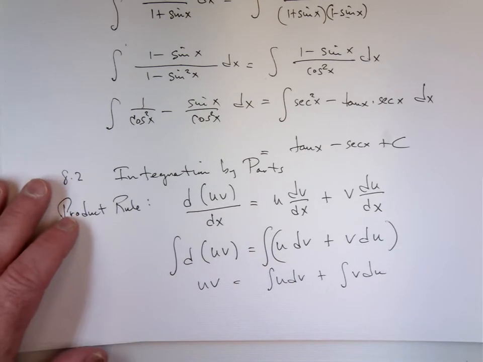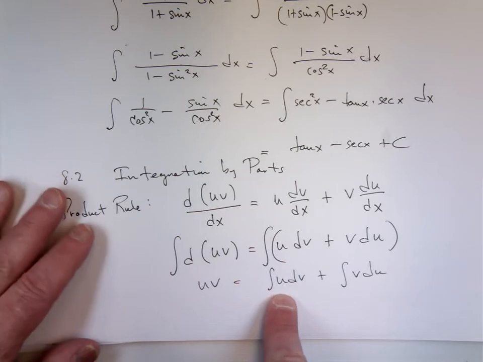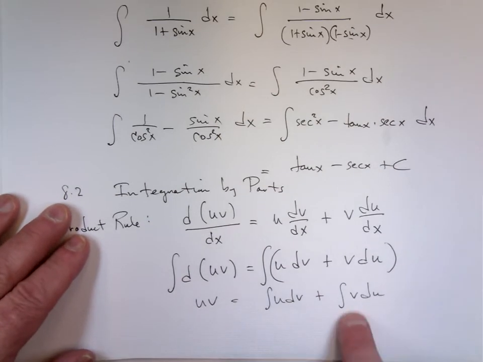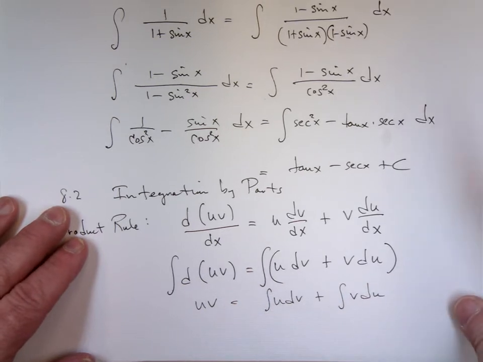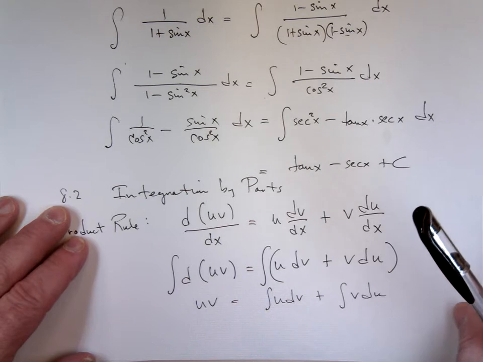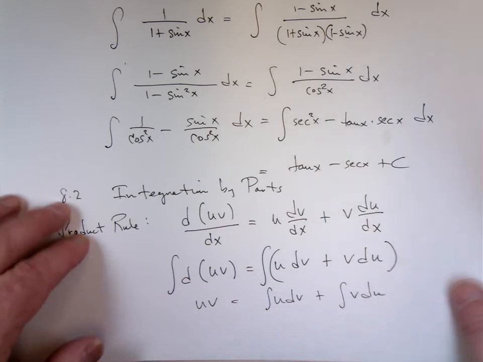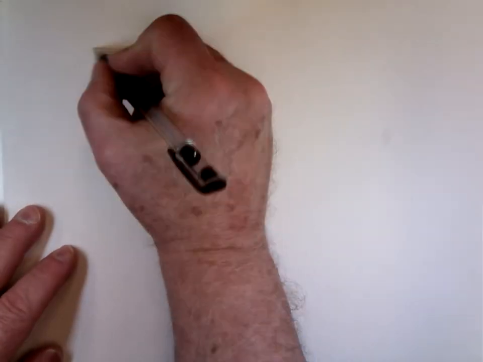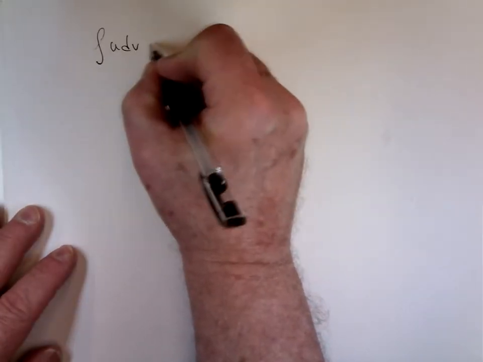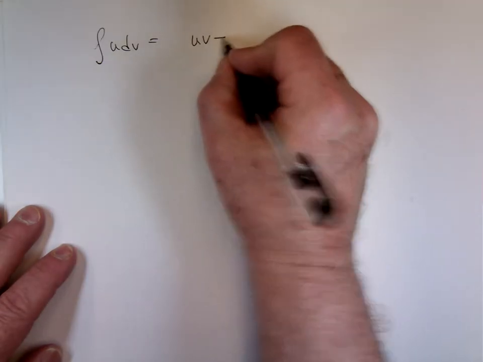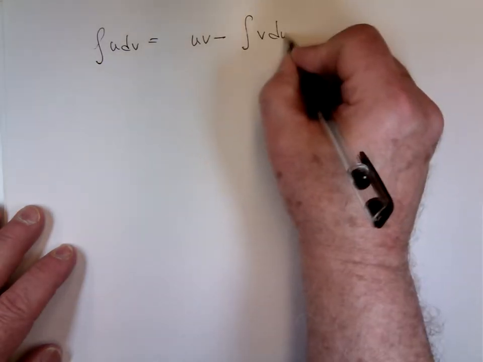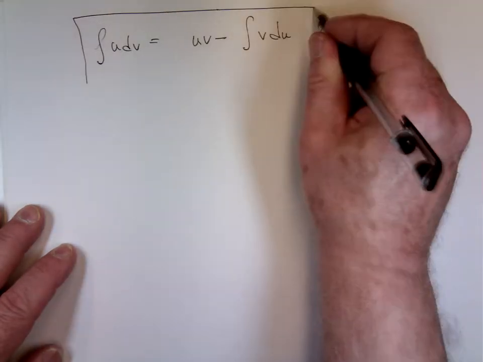Now, I'm going to solve for the integral of u dv. I'm going to throw this integral on the other side, on a new piece of paper. Okay, you ready? Here we go. The integral of u dv is equal to uv minus the integral of v du. This is integration by parts.